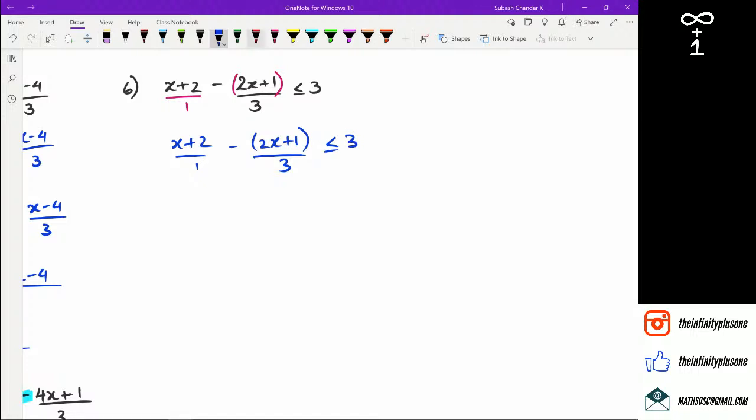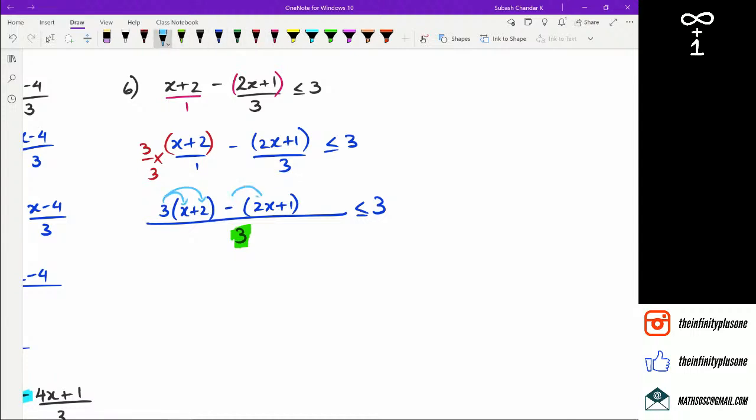Let's actually mess this around. What have we got? We've got times 3 in the denominator and the numerator. If we do that, then what I have is 3 bracket x plus 2. I'm just going to put everything in one big denominator of 3. So I've got 3 times x plus 2 minus 2x plus 1 all over 3, less than or equal to 3. The first thing I'm going to get rid of is this 3 in the denominator, but I'm also going to expand the numerator first.